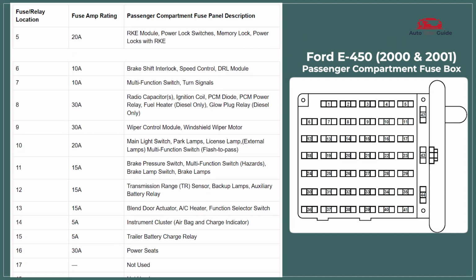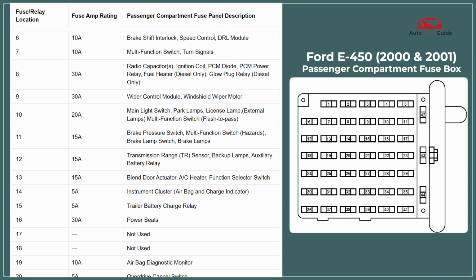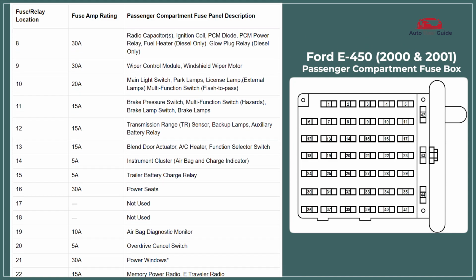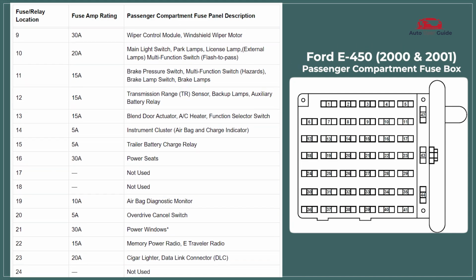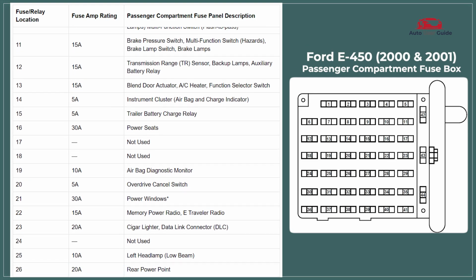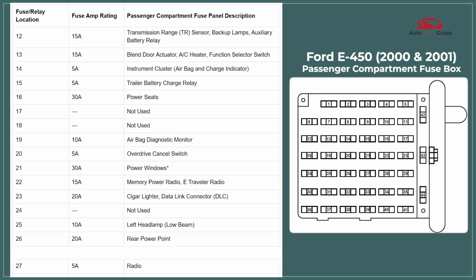It uses standard blade fuses for reliable circuit protection. Fuse positions are clearly labeled for ease of identification and service. The design ensures organized management of cabin electrical functions.